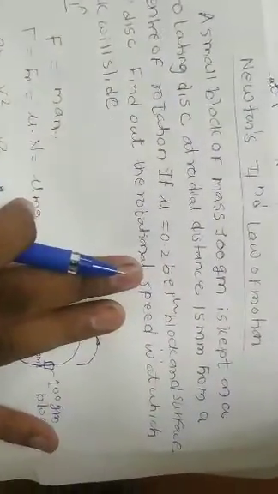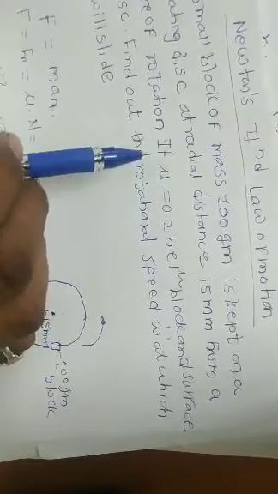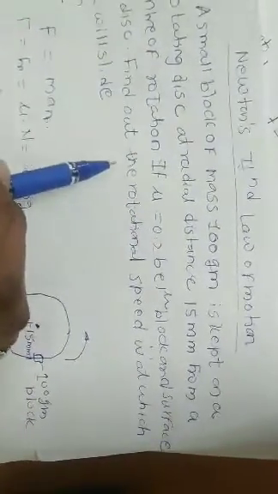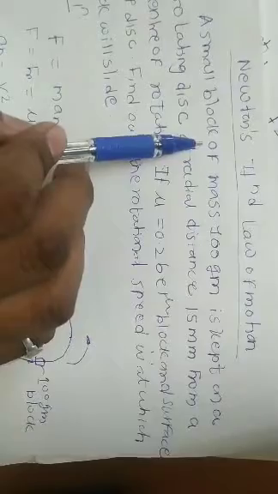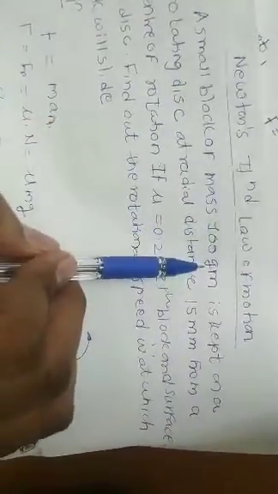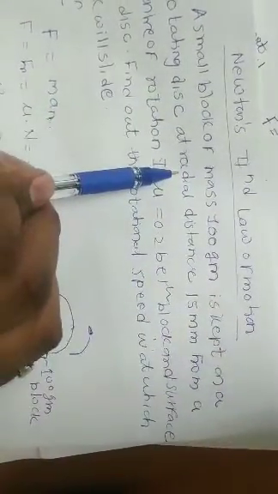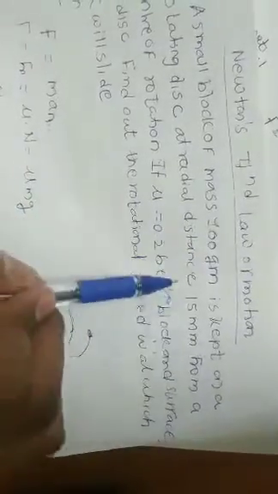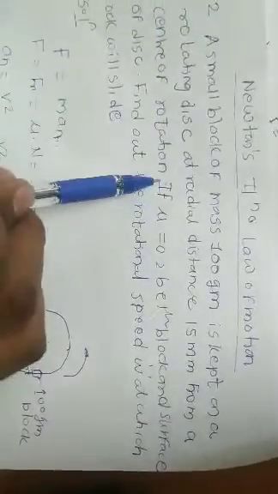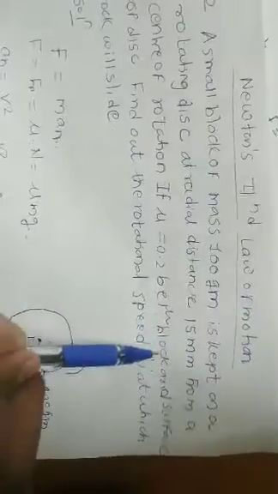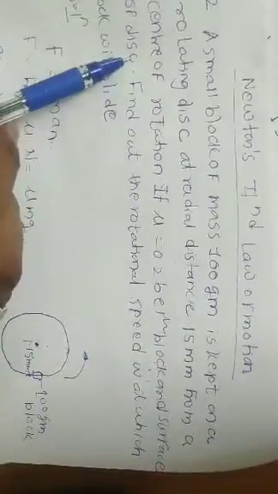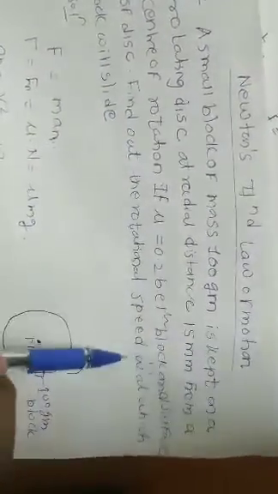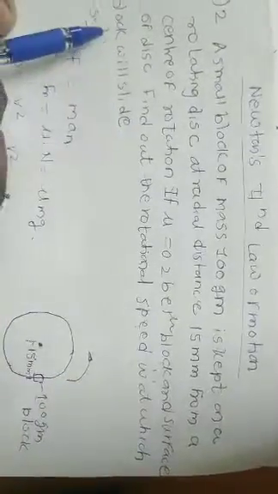Now the second problem is related to curvilinear motion or circular motion. A small block of mass 100 gram is kept on a rotating disc at a radial distance of 15 mm from the center of rotation. If mu is equal to 0.2 between the block and the surface of the disc, find the rotational speed omega at which the block will slide.